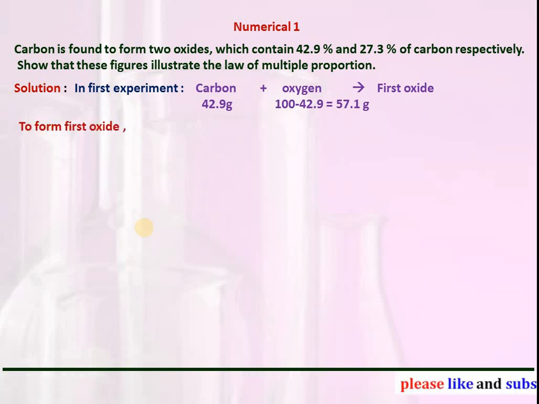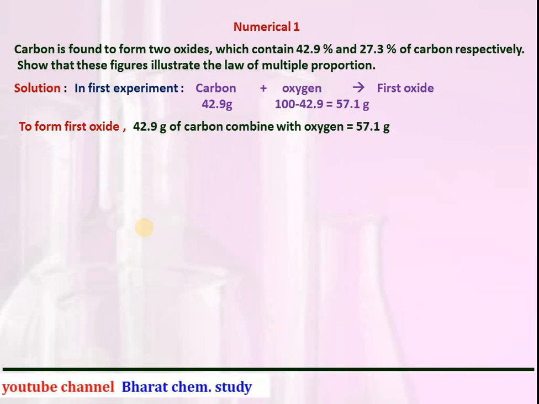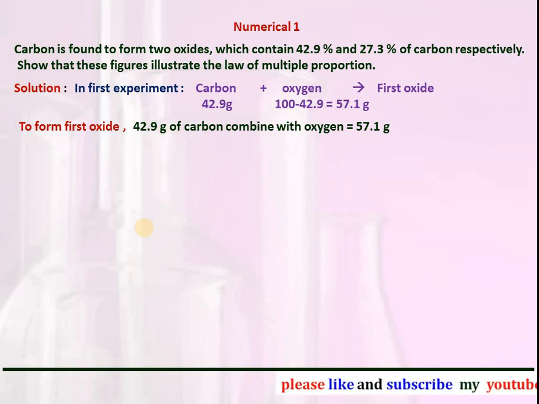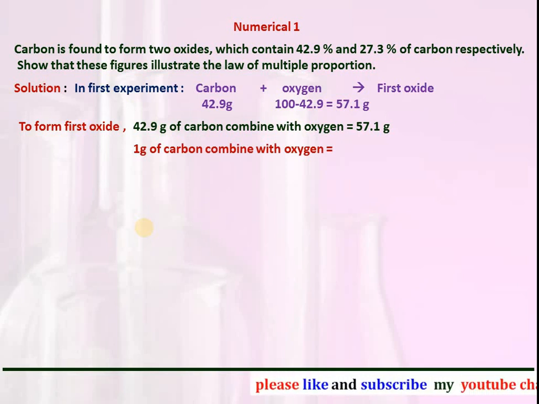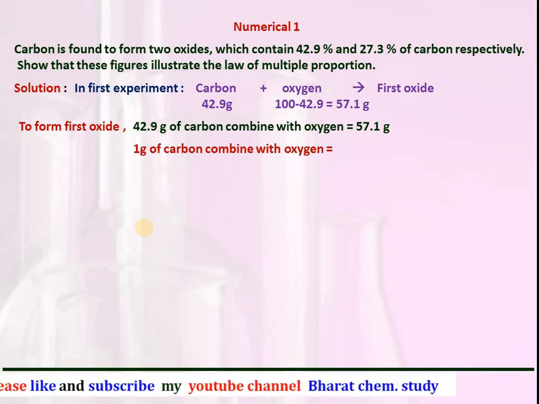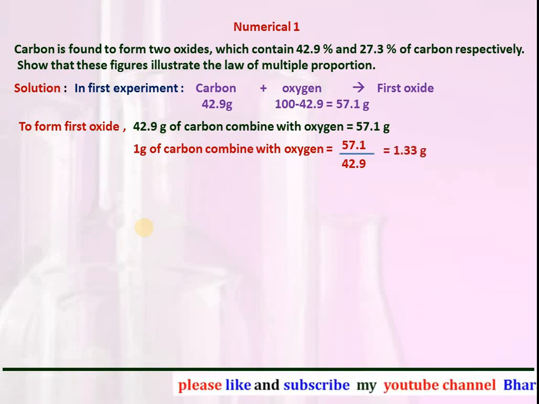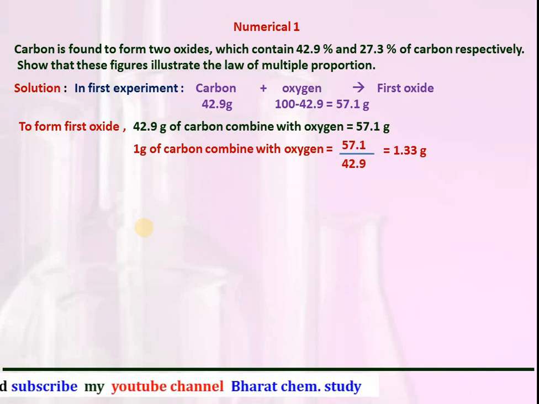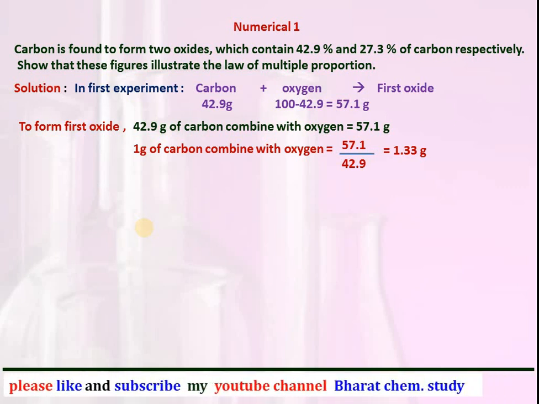From the equation, it is clear that for the formation of the first oxide, 42.9 gram of carbon combined with oxygen, that is 57.1 gram. So here we are going to fix the mass of carbon atom, which is better to make it 1 gram. Therefore, 1 gram of carbon combined with oxygen to form the first oxide will be calculated as 57.1 divided by 42.9, which comes to be 1.33 gram. So here we make the mass of the carbon atom 1 gram, and 1 gram of carbon required 1.33 gram of oxygen to form the first oxide.